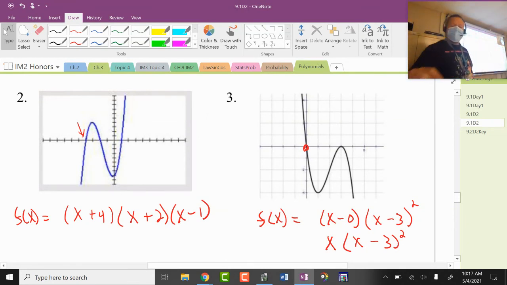So is this the final answer? F of x equals? Or do I have to do a little different thing here?